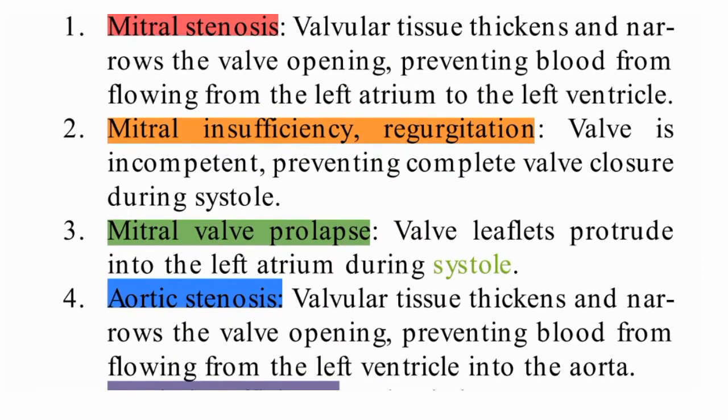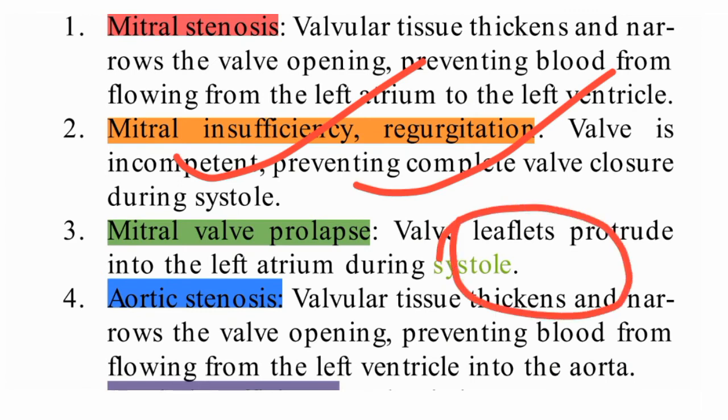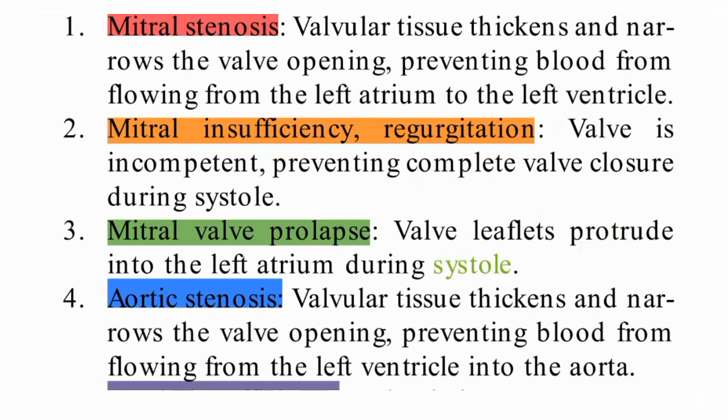If mitral insufficiency or regurgitation is there, the valve is incompetent and prevents complete valve closure during systole. So what will happen during systole? That valve cannot be closed completely. Okay, so the valve prevents complete closure during systole, so the valve is incompetent, so it cannot be competent during systole.